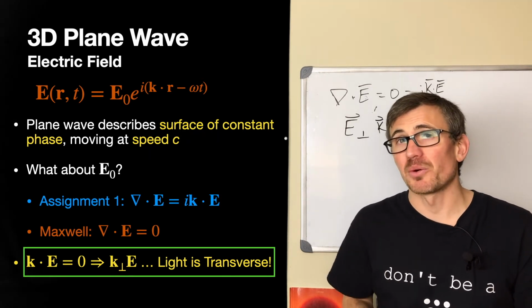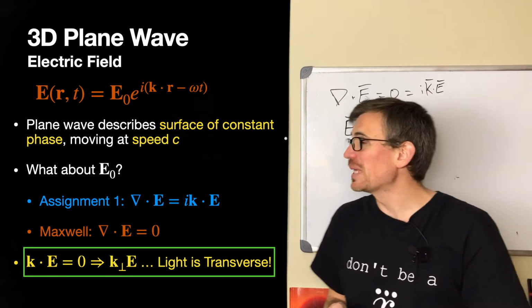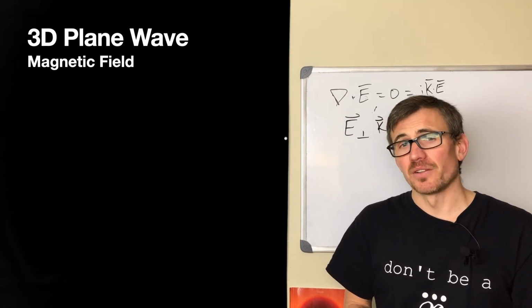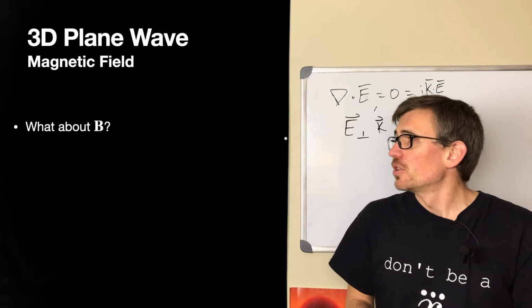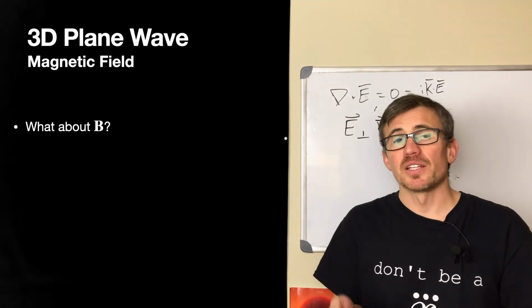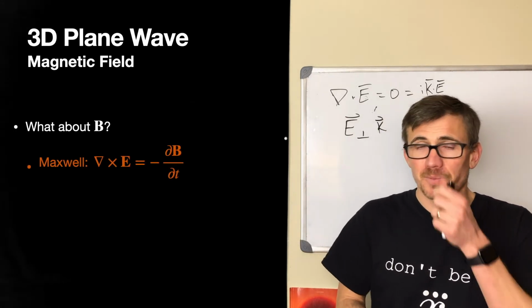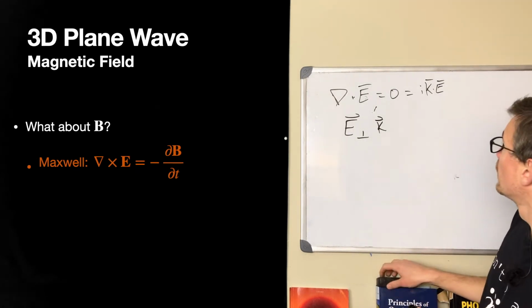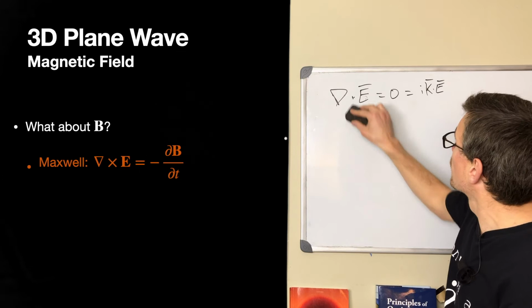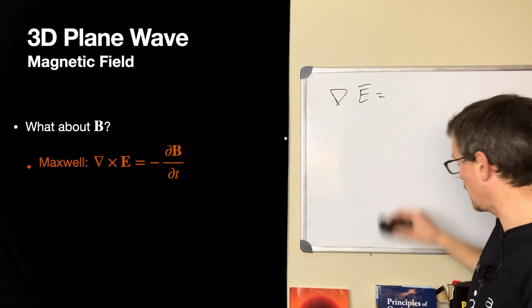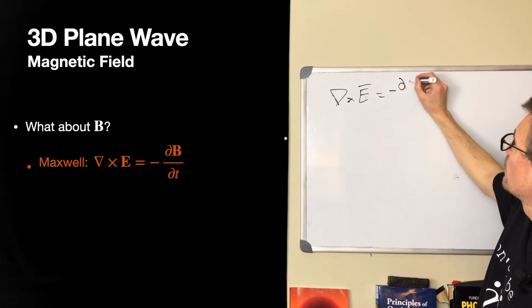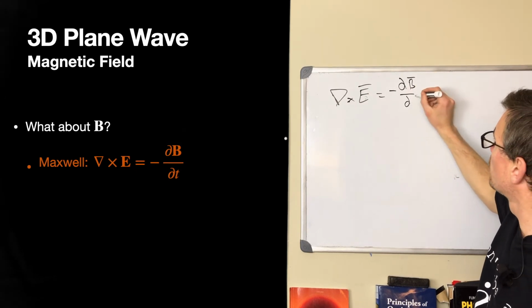There's one more thing I want to say that we can glean from plane waves here. We can look at the magnetic field. So what about the magnetic field given this form of the electric field that we just found? All right, Maxwell's equations. We have another Maxwell equation. We know that the curl of E, what does Maxwell tell us? That the curl of E is negative dB by dt.